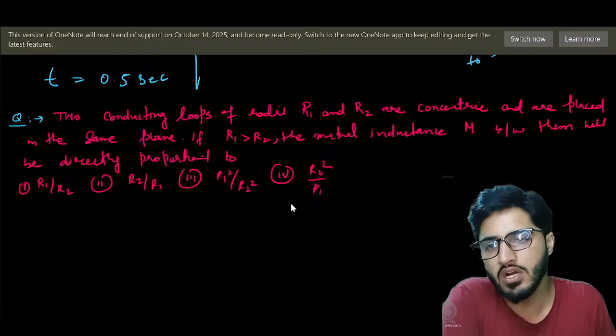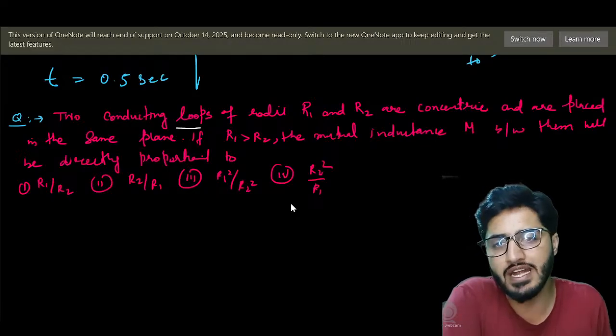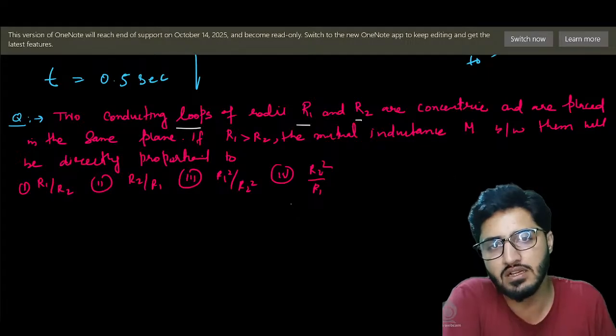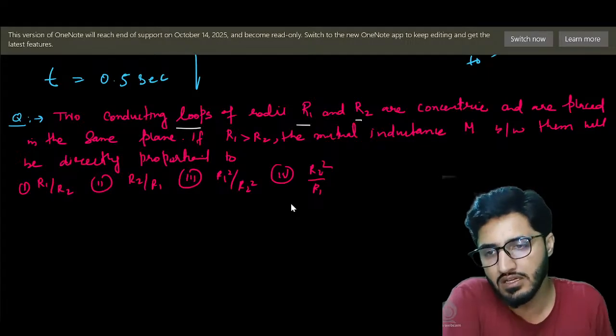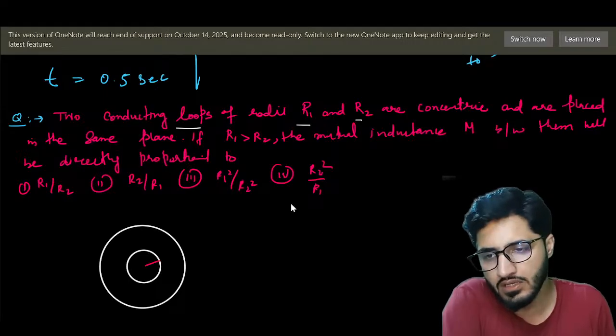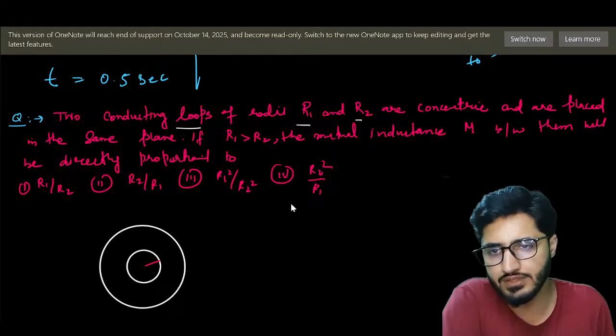Look now. Two conducting loops of radii R1 and R2 are concentric. That means a single center, one loop, and one more loop. This radius is R2 and this one is R1. Done.